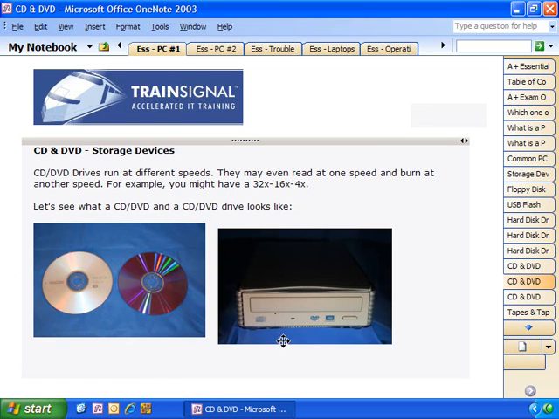Here's an external DVD drive on the right. You can see it has a tray, it has an eject button and a status light, and this is a USB drive that will connect to any computer with a USB port and give you an instant DVD drive that's also a recordable CD and DVD drive.